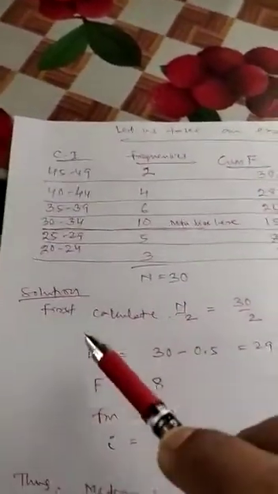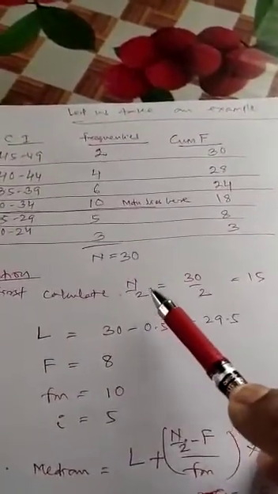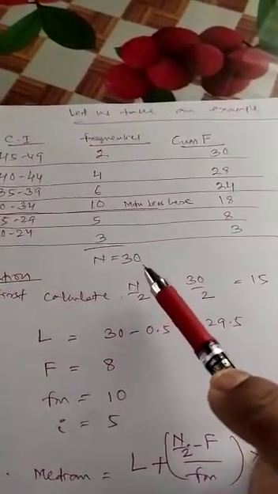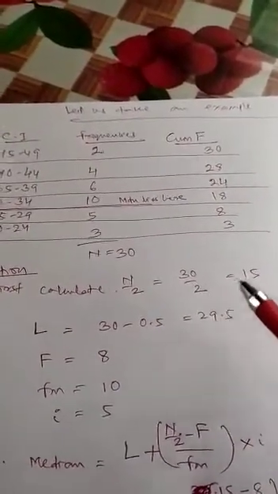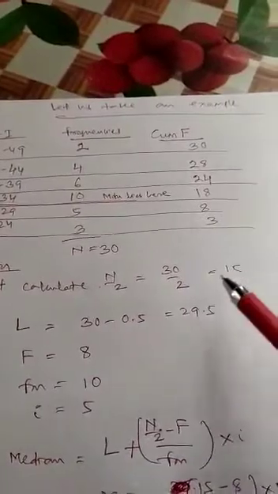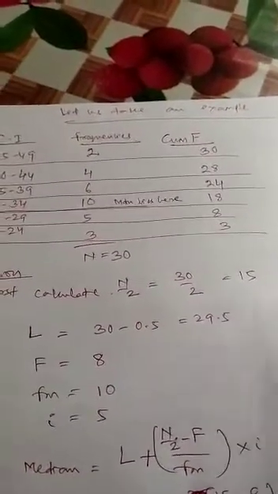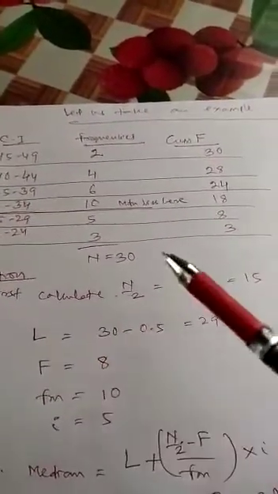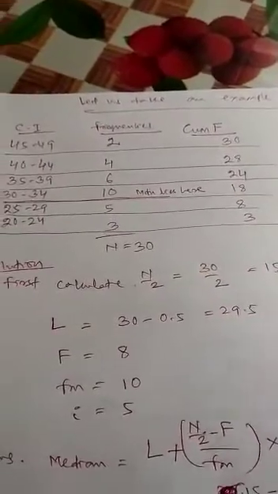So the first thing we have to do is find out n by 2. We know n is 30. N by 2 will be definitely 15. So it gives us 15. So if the score 15 is there, then the next step is we have to calculate the cumulative frequencies.